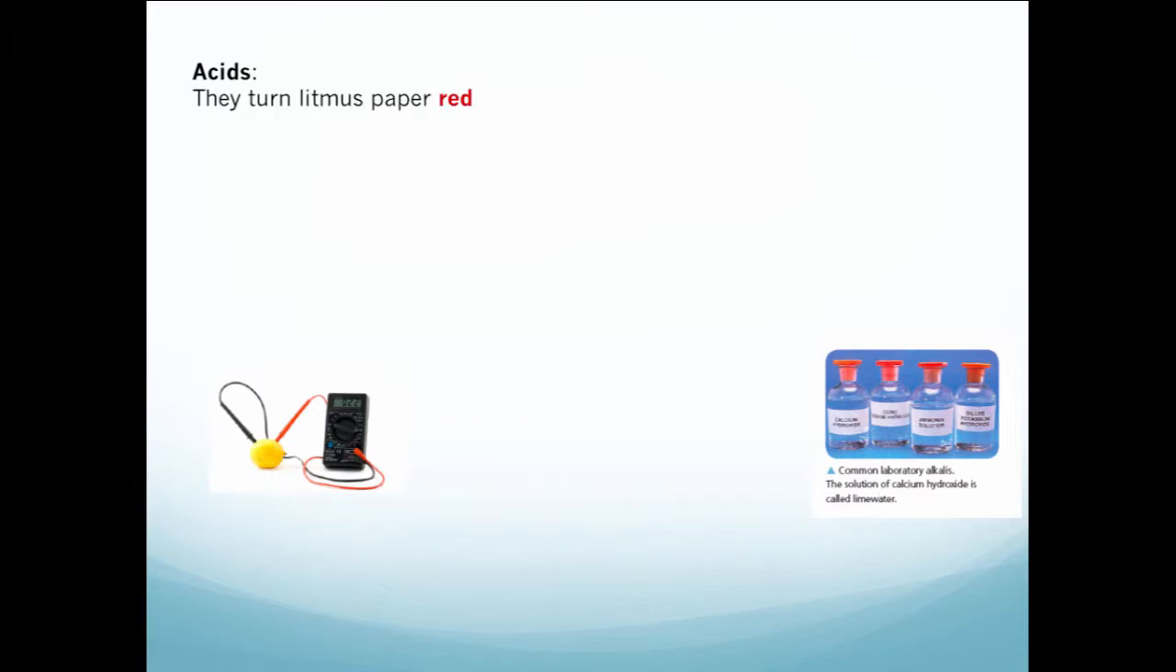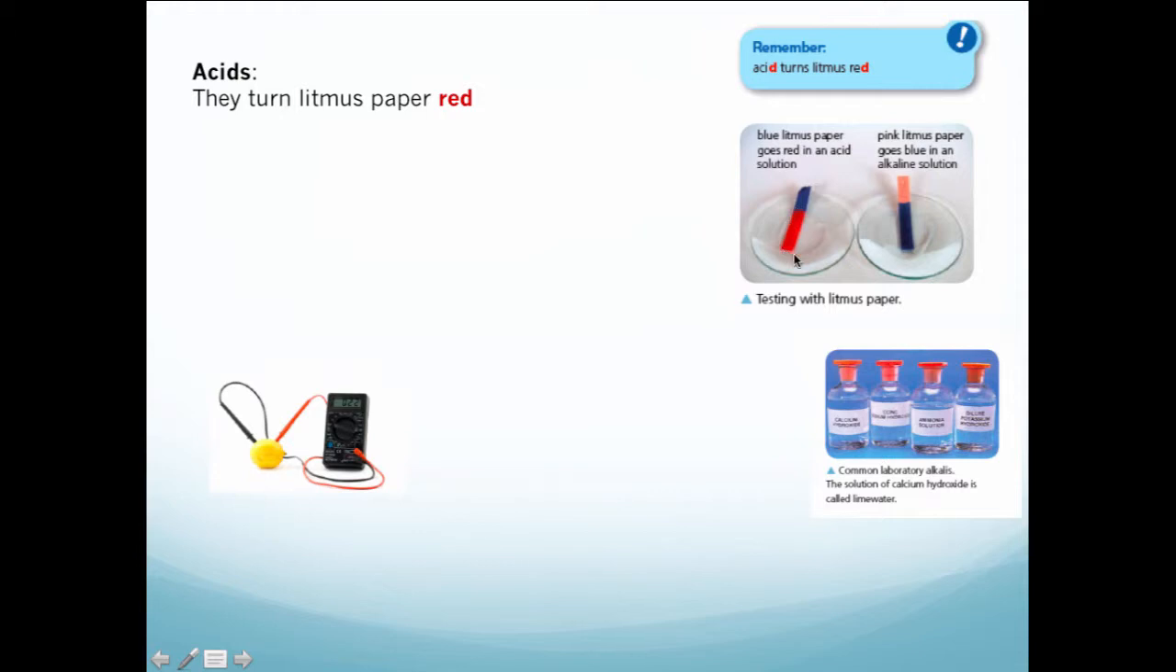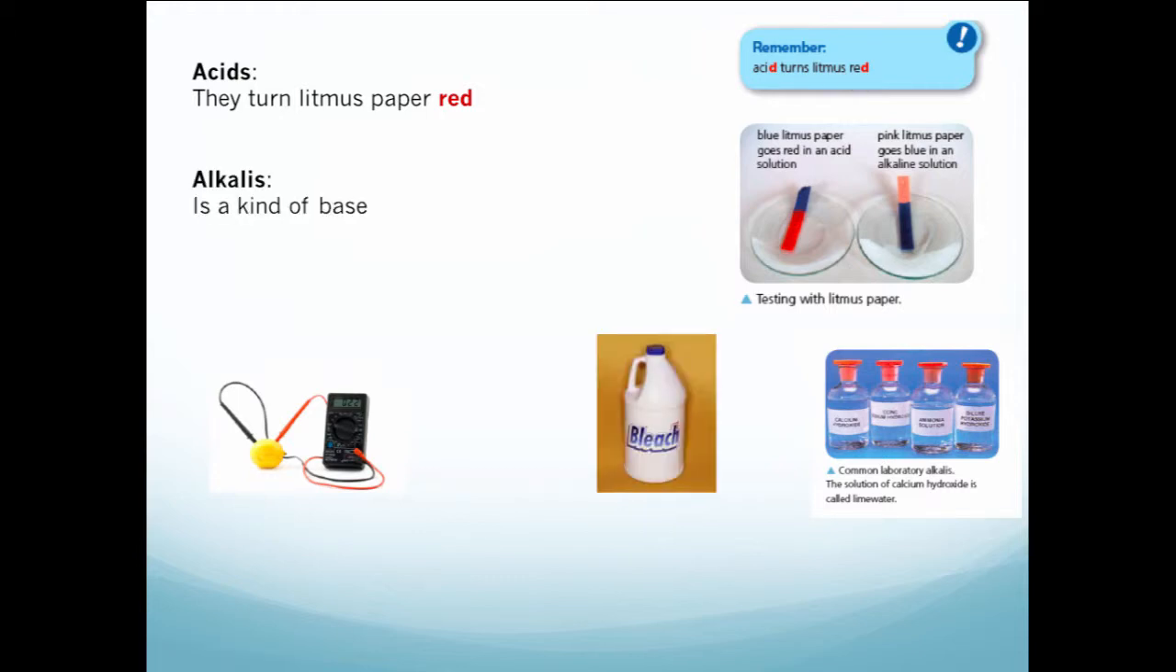So acids turn litmus paper red. Litmus paper is a kind of paper that has been coated with dye. So blue litmus paper turns red in an acid solution. Bleach, on the other hand, is an alkali, and an alkali is usually a kind of base. An alkali is a base that gets dissolved in water. They turn litmus paper blue. So red litmus paper will turn blue in an alkali solution.